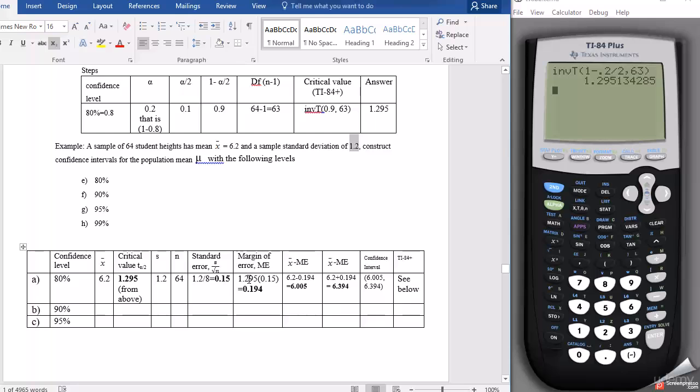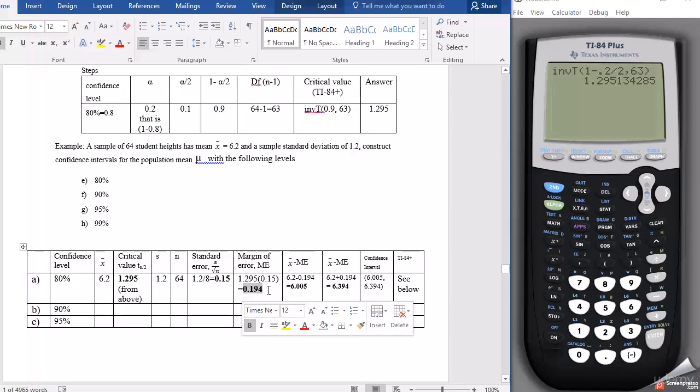Therefore, margin of error, remember margin of error is standard error times critical value. Okay, so our margin of error is going to be 1.295 times 0.15, which is 0.194. So if you want to get the lower boundary for the confidence interval, you just do the sample mean minus the margin of error. Okay, so that's 6.2 minus 0.194, which gives me 6.005.